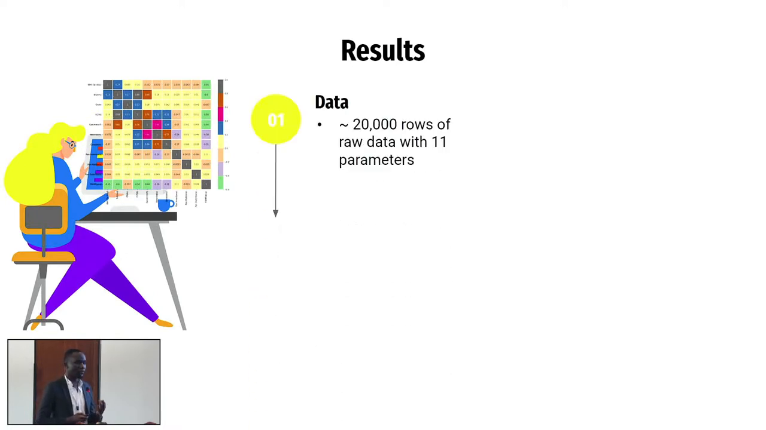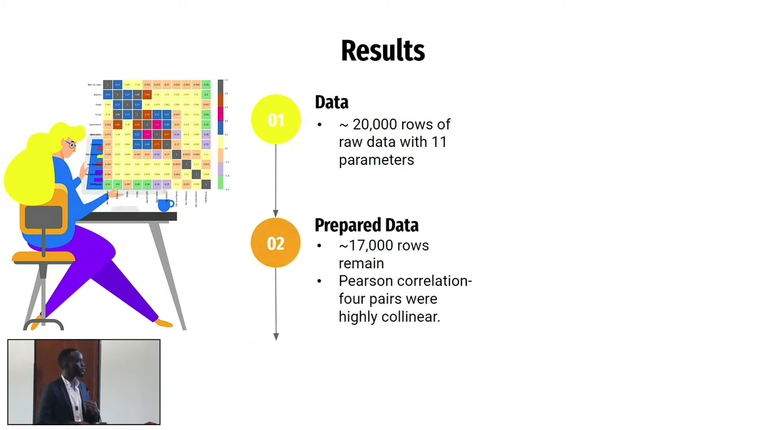The first result is that after obtaining the data, we had more than 20,000 rows with 11 parameters, including wellhead pressure. We had production data, annular pressures for the field, and choke operation parameters. We had all the conditions surrounding the Songosongo production field. After cleaning and normalization, we reduced the data from 20,000 to 17,000 rows. We then conducted Pearson correlation, which helps us find which pairs of data are highly collinear and cannot contribute to our prediction results, so we also removed those.